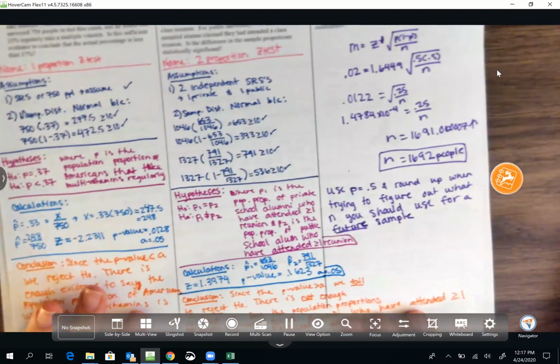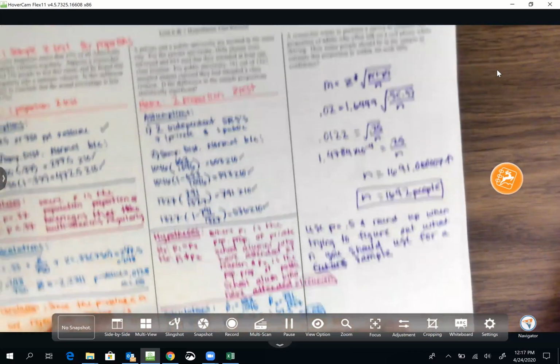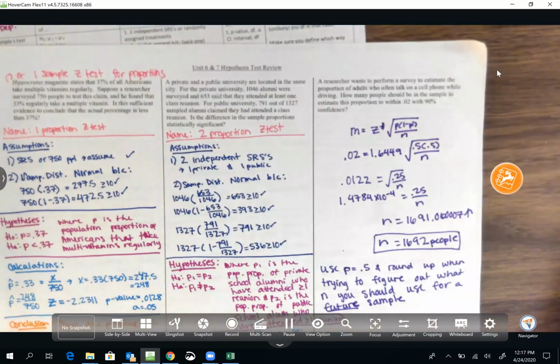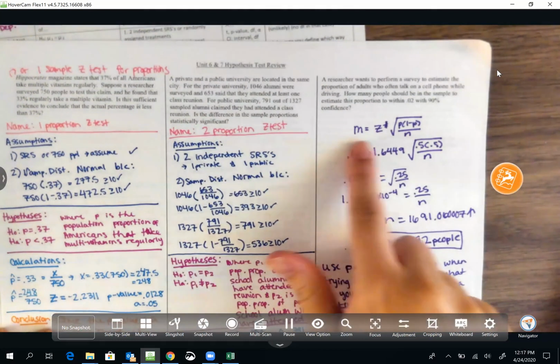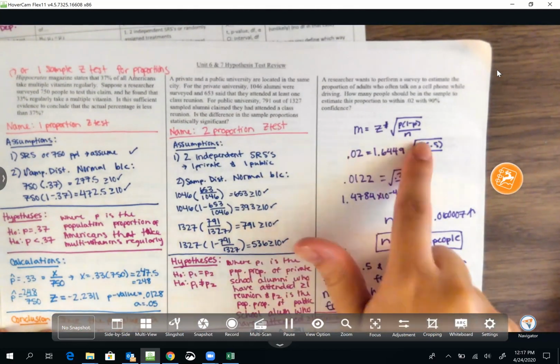I don't think there's anything special. Just read over this example. Here I worked out an example where we found the minimum sample size. There are lots of different things you can do with this margin of error formula.